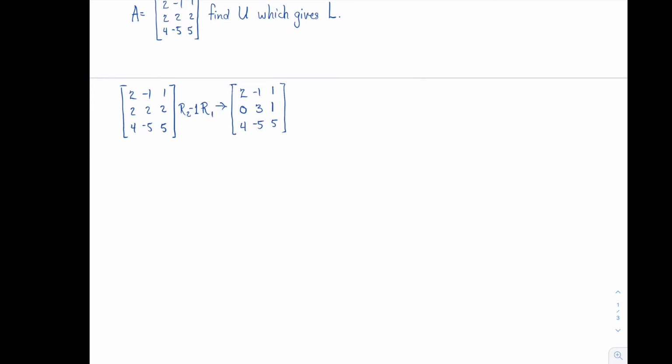And then we're going to work on row 3. So notice again, our pivot is the 2, so we need the zeros down below. So I'm going to take row 3 and subtract 2 times row 1. So I have a 2 minus 1, 1, 0, 3, 1. Then I'm going to have a 4 minus 4 for 0. That's what we wanted. Then a minus 5 plus 2, that's a minus 3. Then a 5 minus 2 for a positive 3. We're almost done.